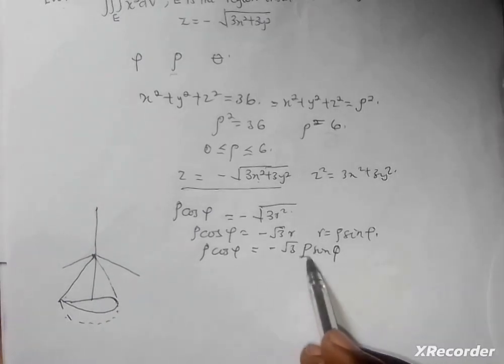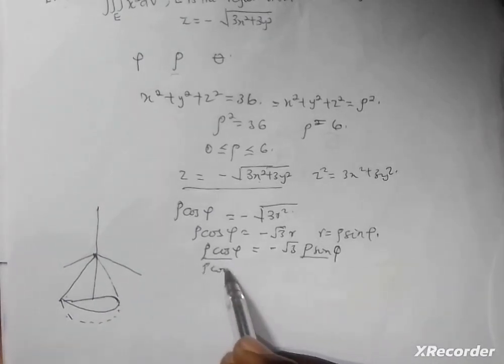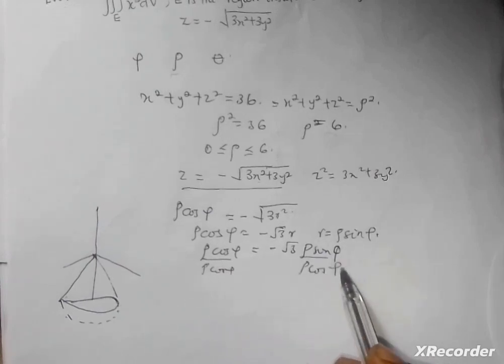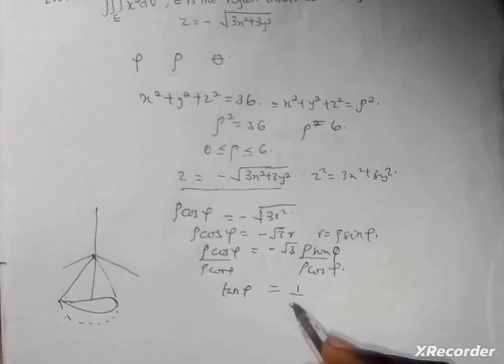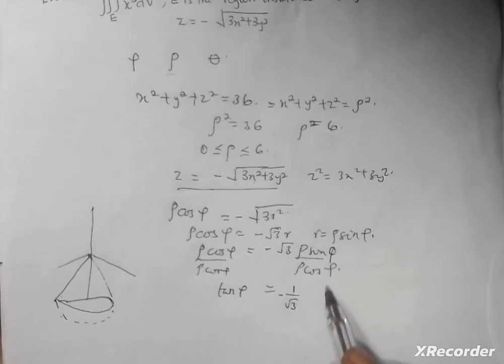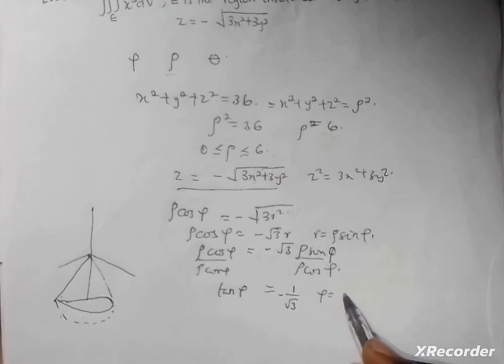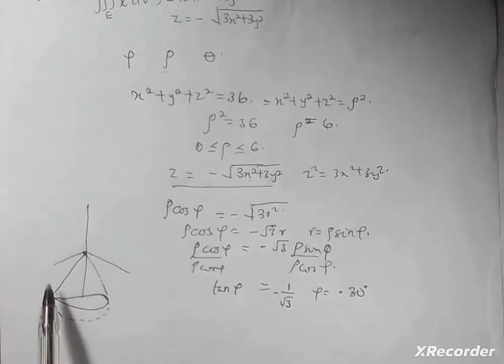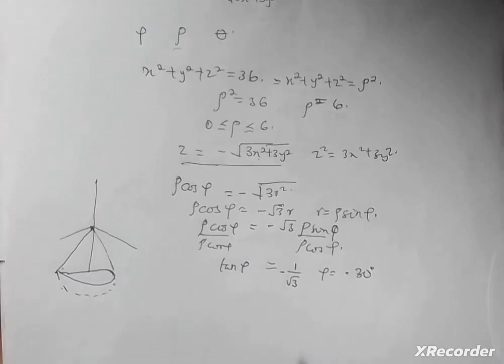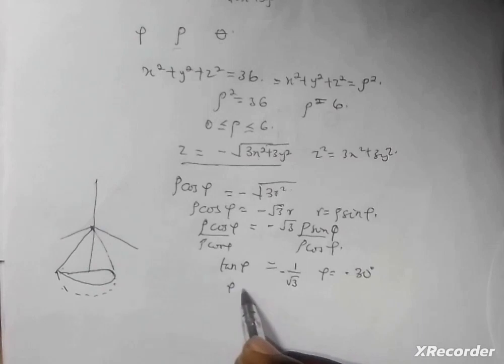So you realize that rho sine phi, when I divide through by rho cos phi, I'm going to get tan phi is equal to 1 over root 3. I'll add my negative here. So my phi is actually equal to negative 30 degrees. So they are saying that the angle with which this rho will move to create this is equal to negative 30 degrees.